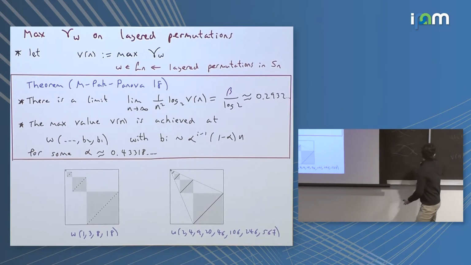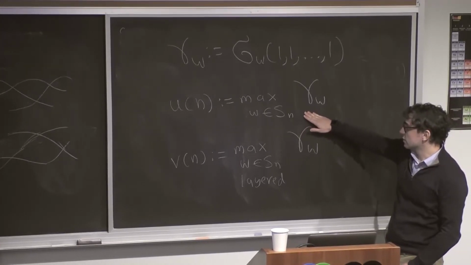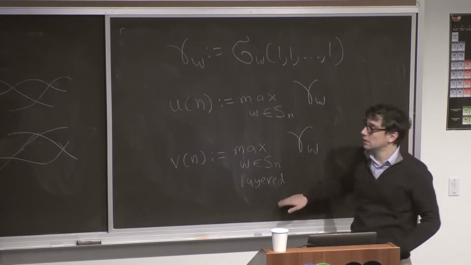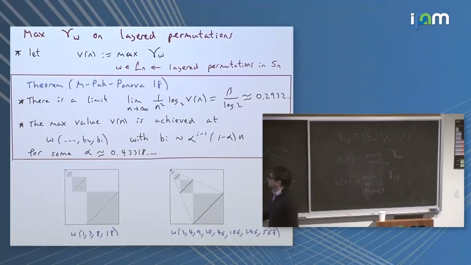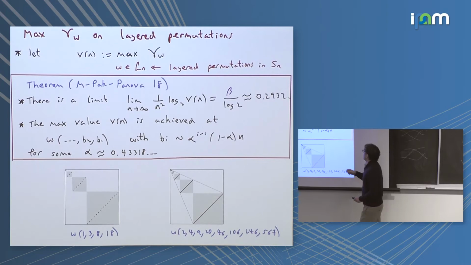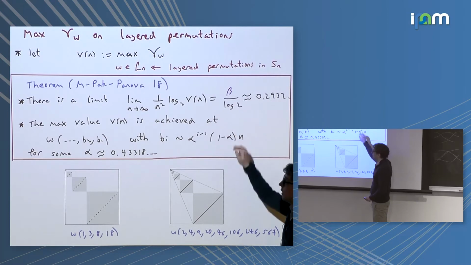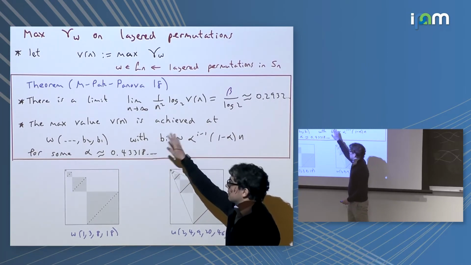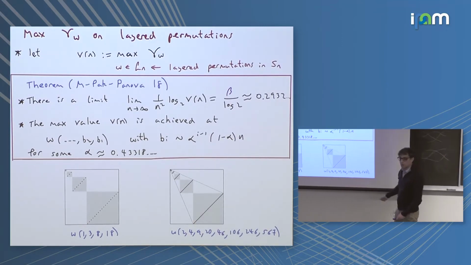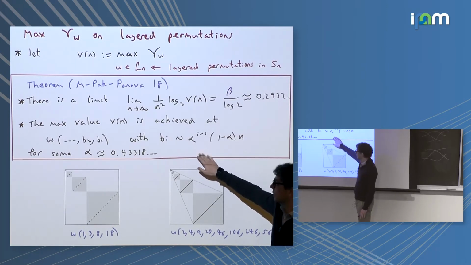So now this is the original problem: what's the maximum evaluation over all permutations? What if we study a different problem? We focus on the layered ones, which appear to be the maximal ones. So that's Vn. We show that there is indeed a limit if you restrict to layered permutations, and that limit is given by a universal constant. I'll explain where that comes from. The maximum value over layered permutations is achieved at runs that follow a geometric progression given by some other universal constant, which is given by this.